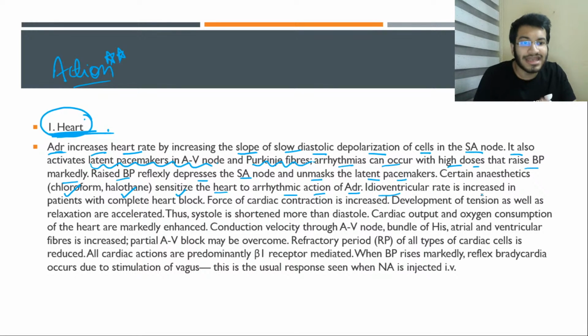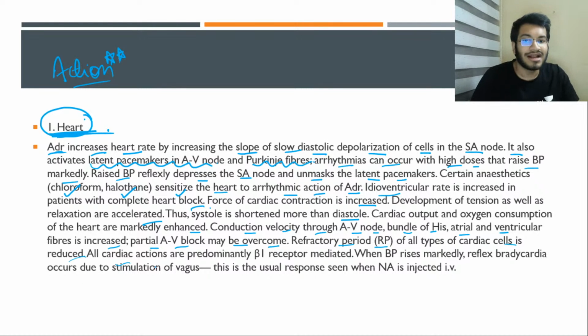And the idioventricular rate is increased in the patients with complete heart block. And the force of cardiac contraction is increased. And the development of tension as well as the relaxation are accelerated. Thus, systole is shortened more than diastole. Right. So the cardiac output and oxygen consumption of the heart are markedly enhanced. And the conduction velocity through AV node, bundle of His, atrial and ventricular fibers are increased. Then partial AV block may be overcome and the refractory period of all the types of cardiac cells is reduced.